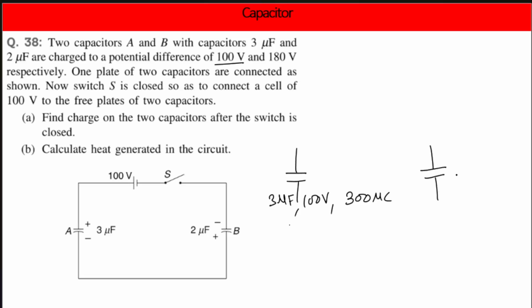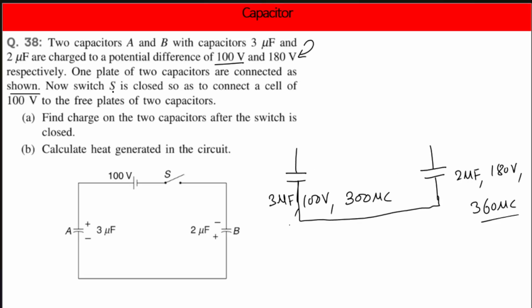Then we have another capacitor. This has a capacitance of 2 microfarad, and initially the voltage across it is 180 volt, so it will have a charge of how much? 360 microcoulomb. So this is the case. One plate of the two capacitors is connected as shown. So these bottom plates are connected as shown.